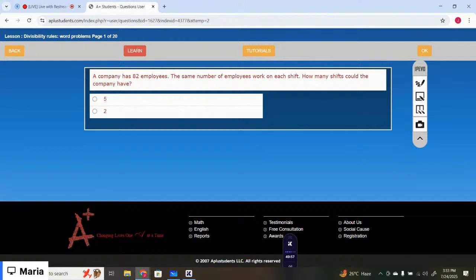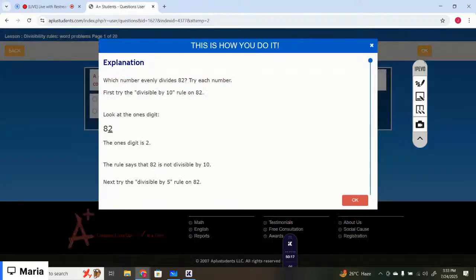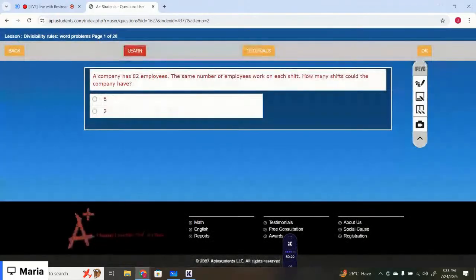A company has 82 employees. The same number of employees work on each shift. How many shifts could the company have? You are given two of the numbers, 5 and 2. You have to look for the number that can divide 82. So the correct option is 2 because 82 is divisible by 2.